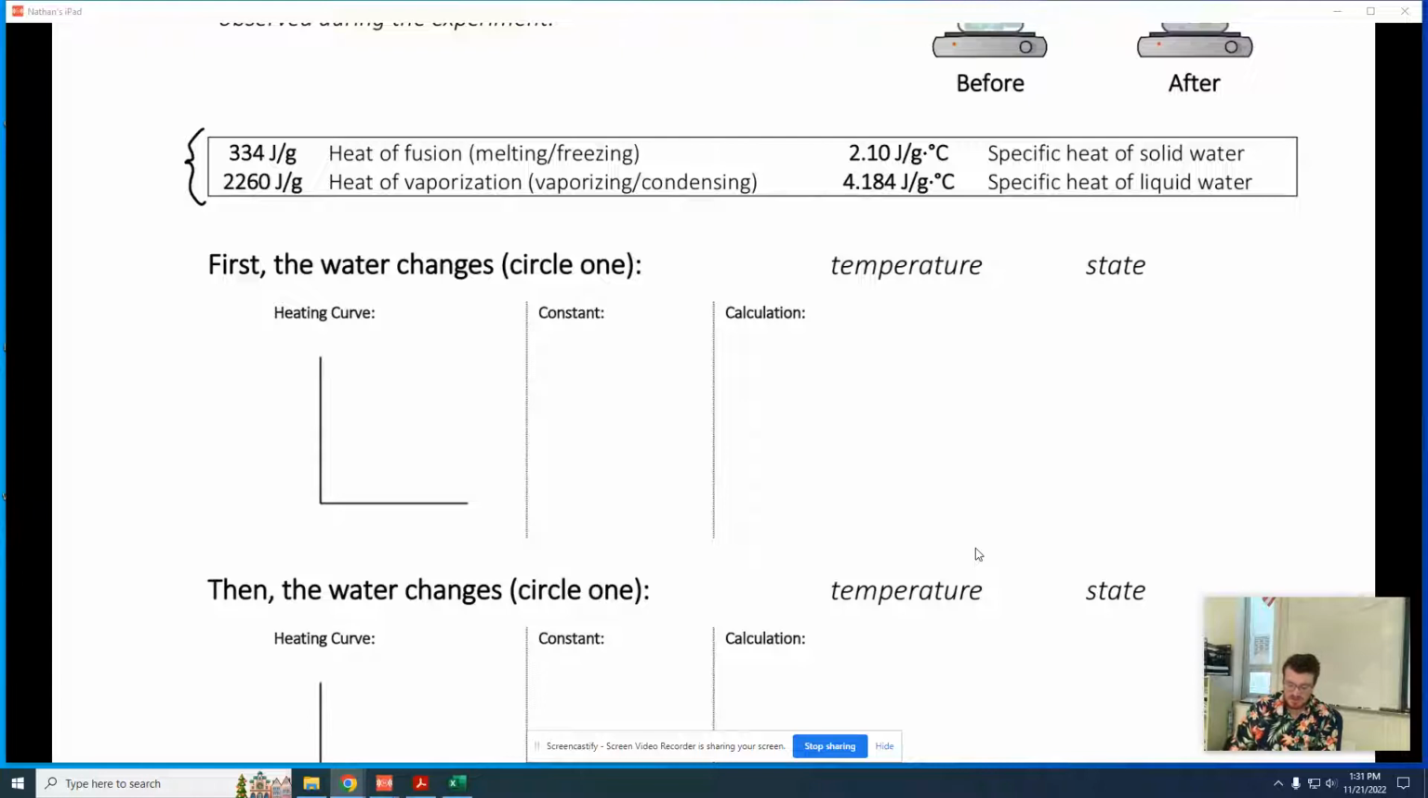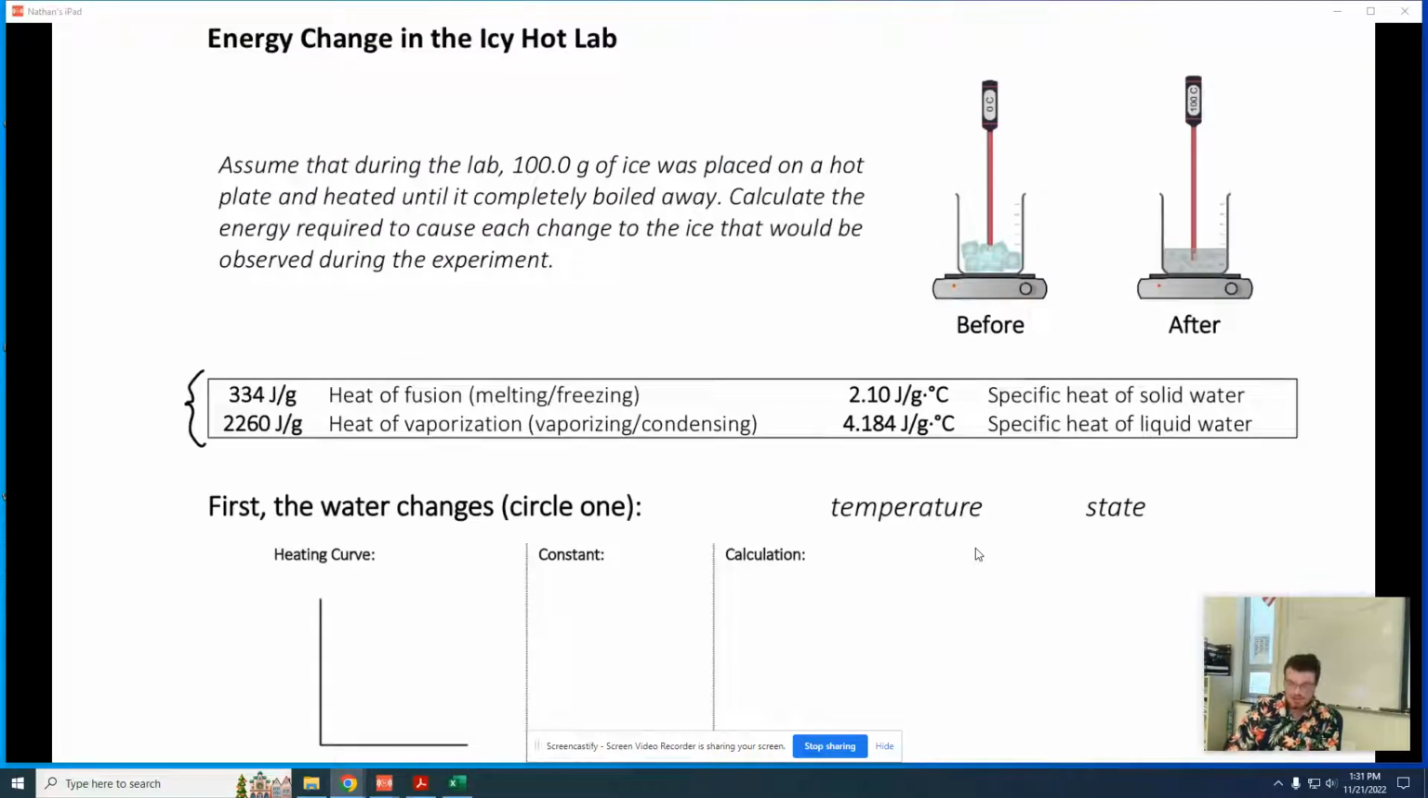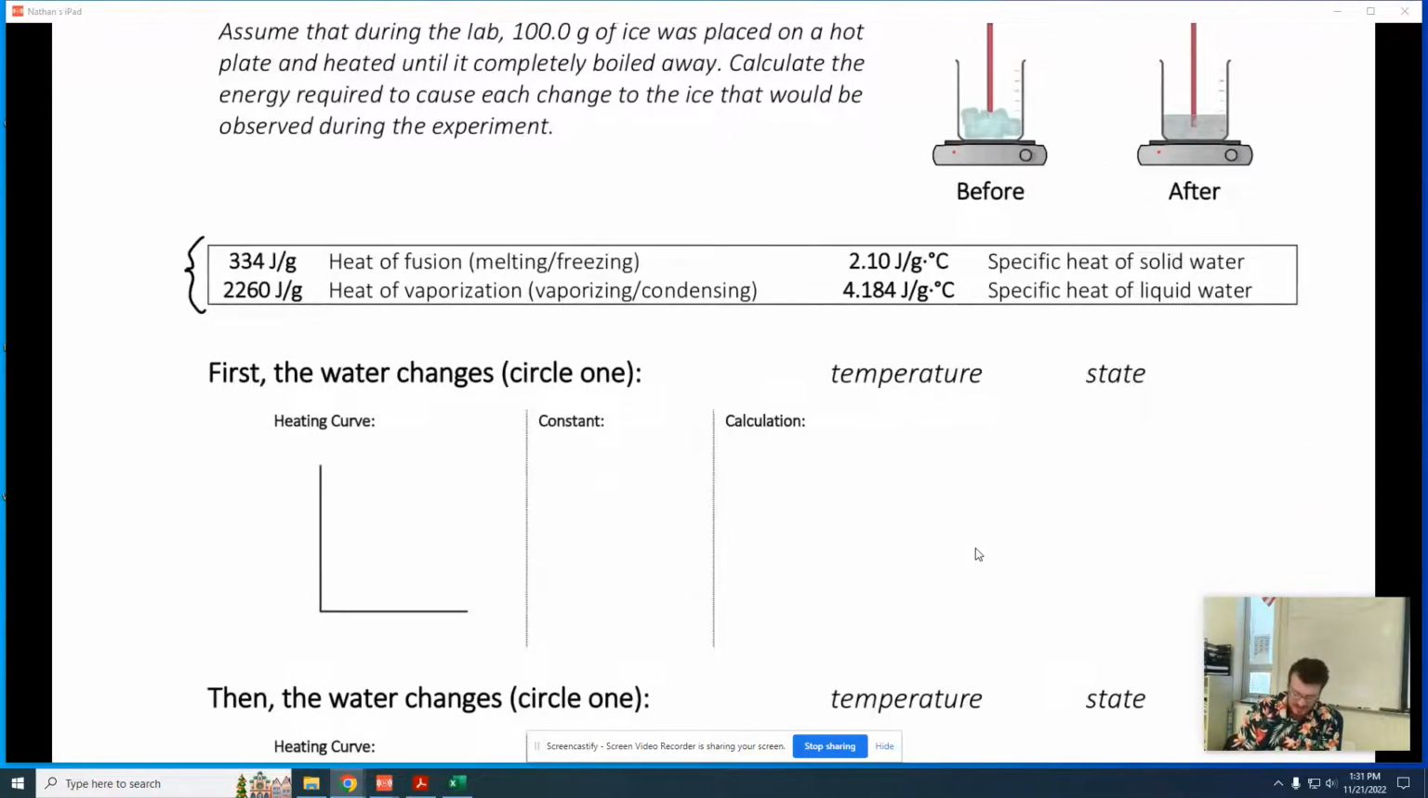What I want to do to start us off is draw a full heating curve for what we would expect to happen during the lab. In our prompt, the water is starting at 0 degrees Celsius, and we get all the way up to the boiling point. So we're just going to assume that we boil all of the water. Here, we're starting at 0 degrees Celsius. The very first thing, if we have ice right at the melting point, is that its temperature can't actually go up yet because 0 degrees Celsius is the hottest that ice can get.